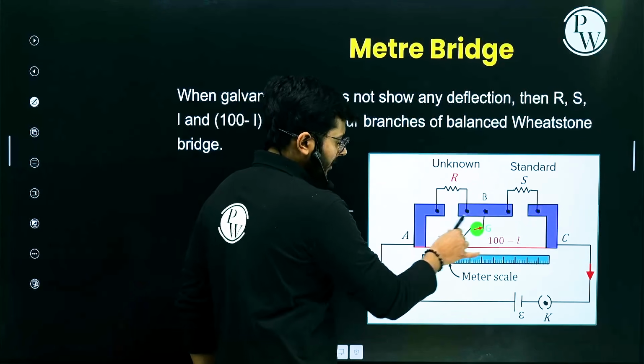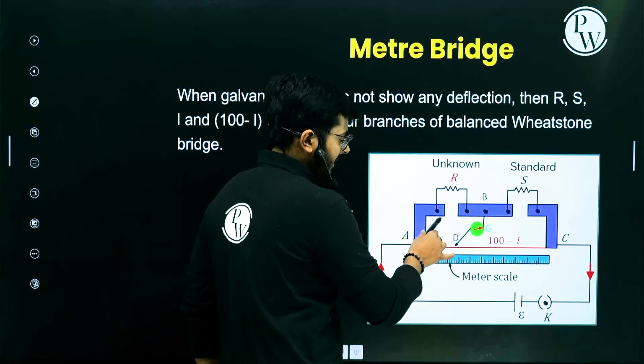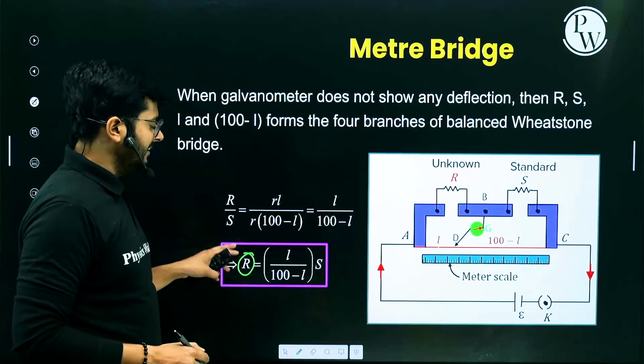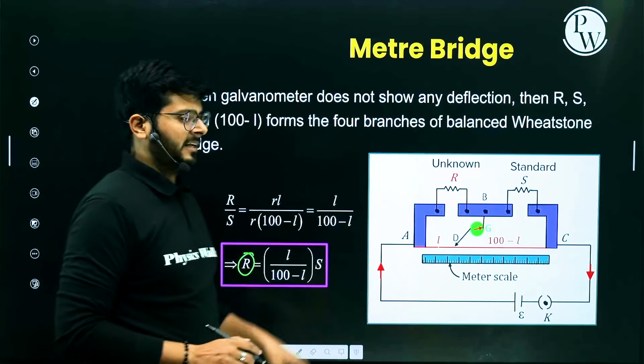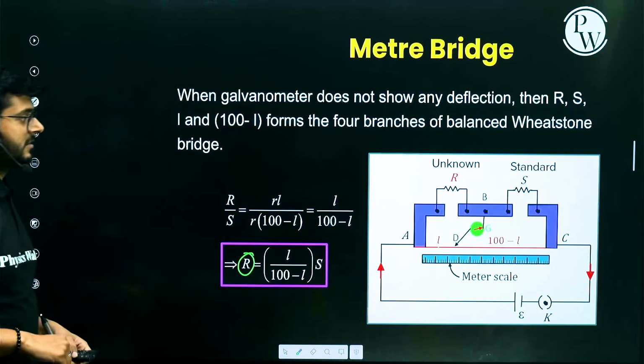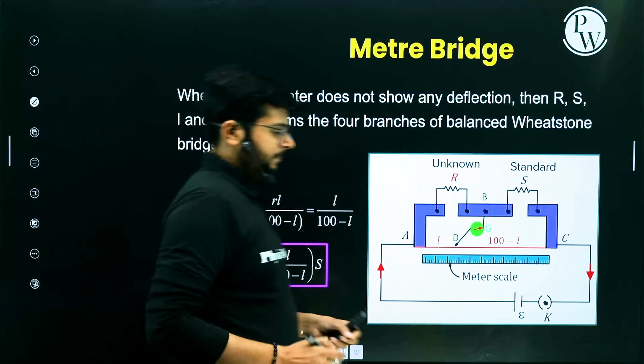So basically, if you are balancing the galvanometer at a length L from point A, what we will get is that the unknown resistance will be L upon 100 minus L into S. So this is going to be the unknown resistance. That's pretty much everything.